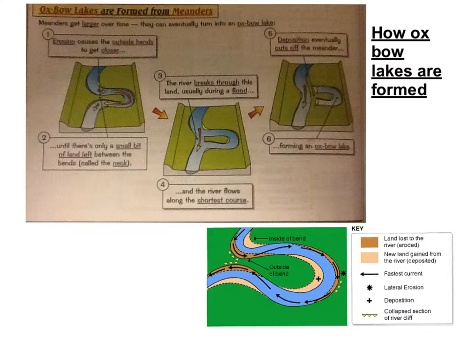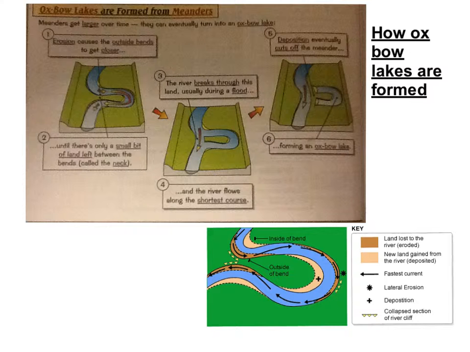Well, I've got 2 diagrams here, one from the revision guide at the top. You can see they do it in the sequence 1, 2 through to 6. And I've also included the same diagram I had earlier down at the bottom here to show how it links together with meanders. So we'll start in fact with the one at the bottom. Here's the meander drawing again.